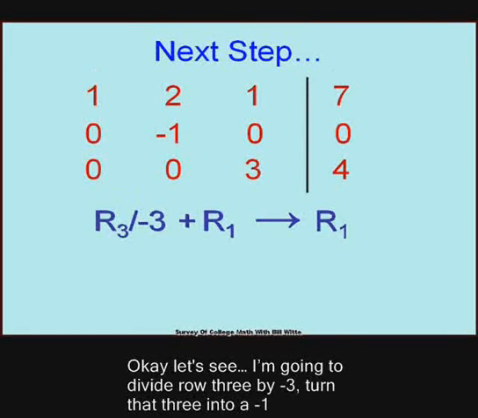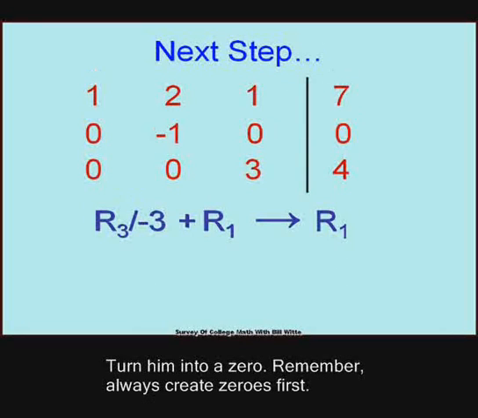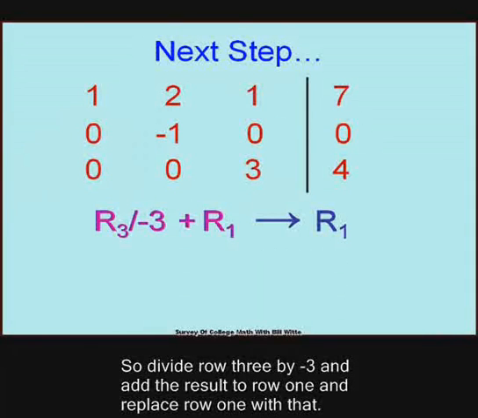I'm going to divide row 3 by -3. That's going to turn that 3 into a -1, and I'm going to add it to row 1, and I'm going to replace row 1 with it. And what was my goal there, do you think? I'm going to try and kill that top right 1 is my goal. Turn him into a 0. Remember, always create zeros first. So divide row 3 by -3 and add the result to row 1 and replace row 1 with that.